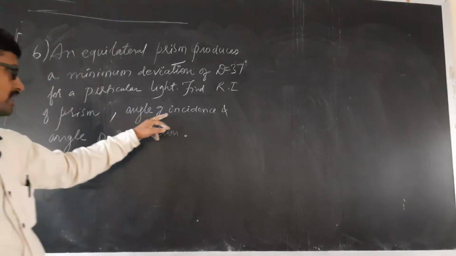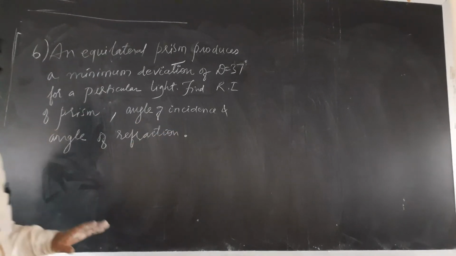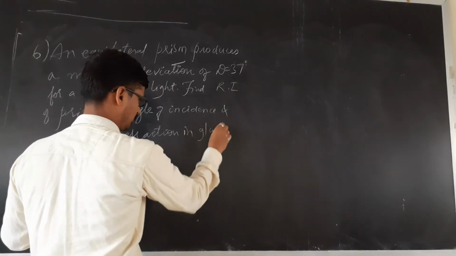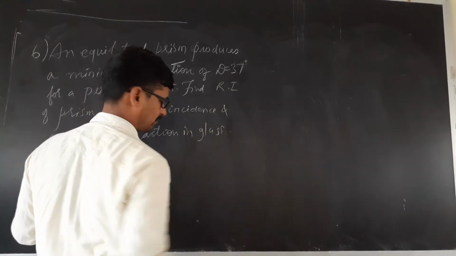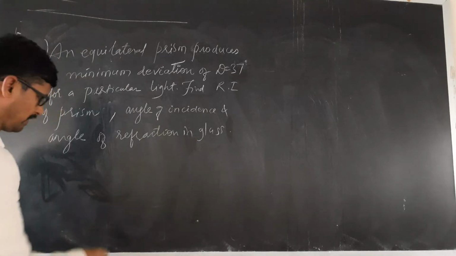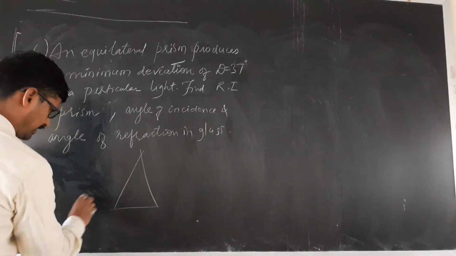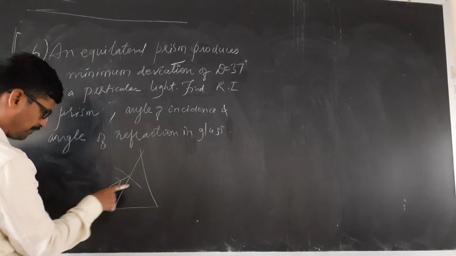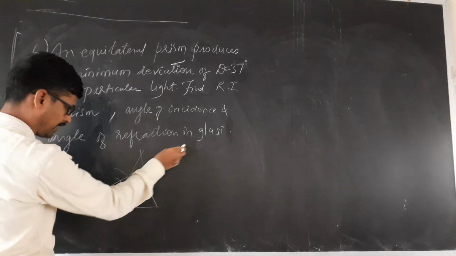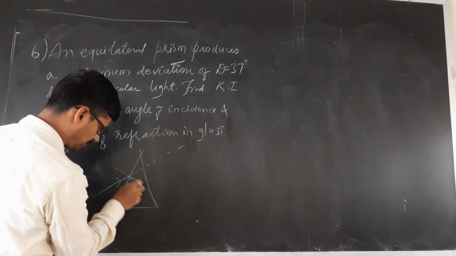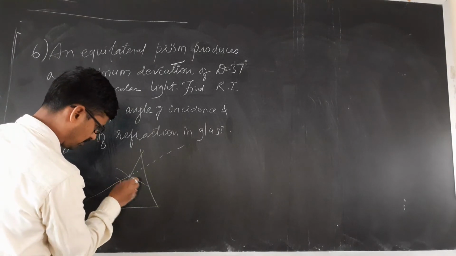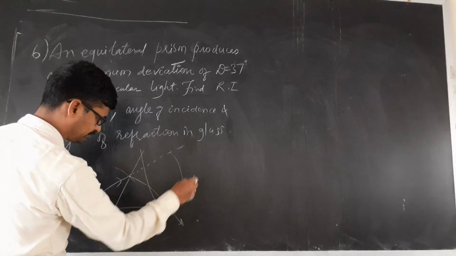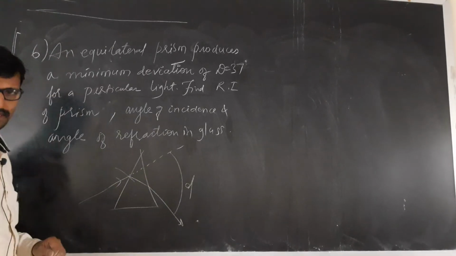Angle of incidence and angle of refraction in glass. Okay, fine. Listen to me carefully. If you send a ray of light, normal is drawn. If prism is not there, the ray will go straight. Because of the prism it is bending once, then it is bending again. This is called angle of deviation.